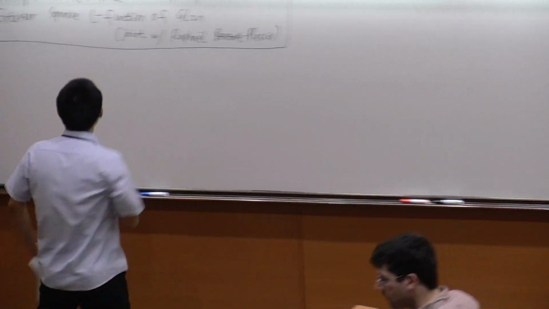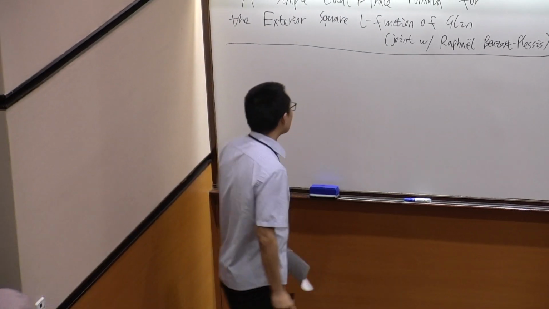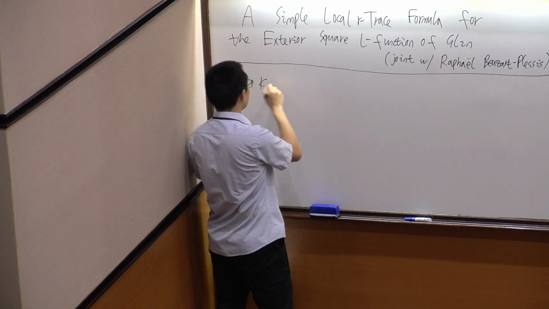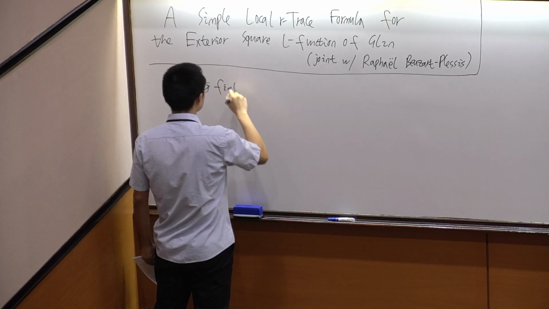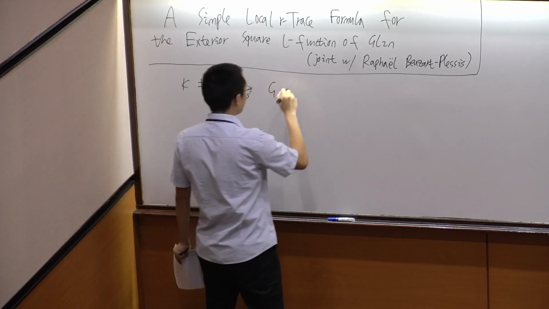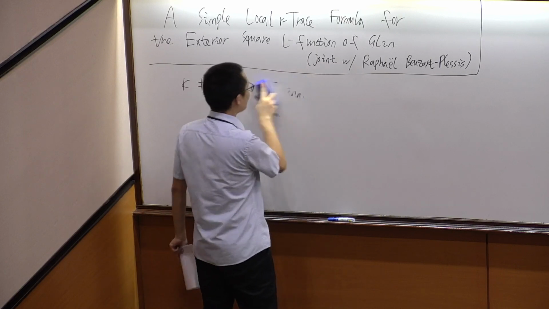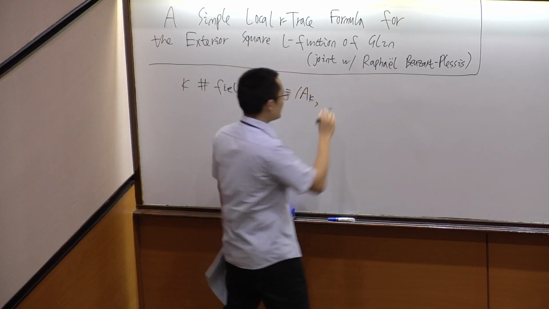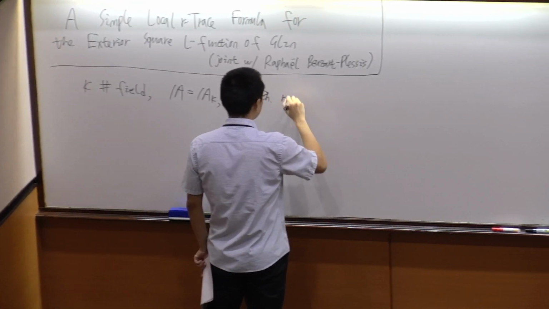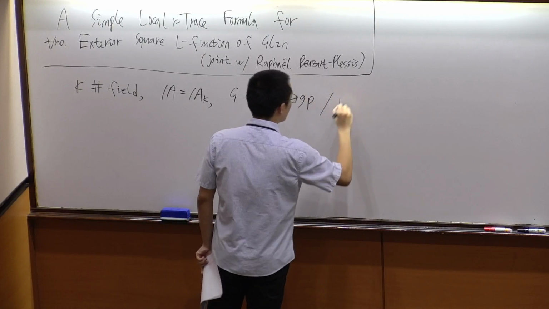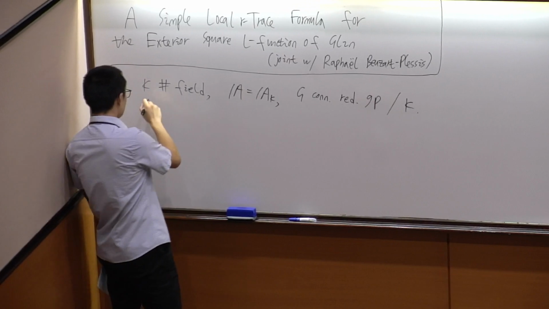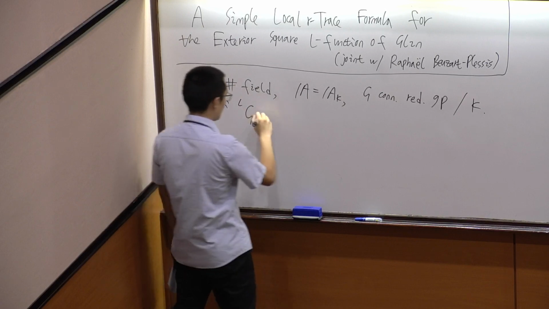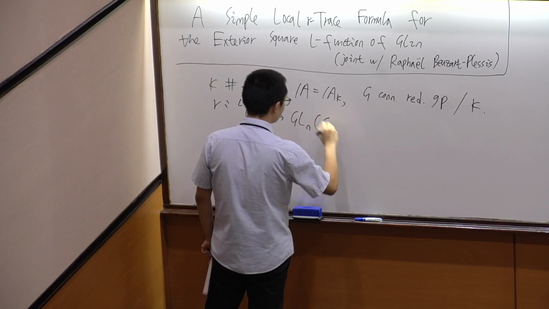So, let me first tell you what the R-trace formula is. Actually, this already showed up in Ali's talk last week. So let K be a number field, and let G be a connected reductive group defined over K. We fix a finite dimensional representation R of the dual group of G, so of the L-group, to some GL_N(C).